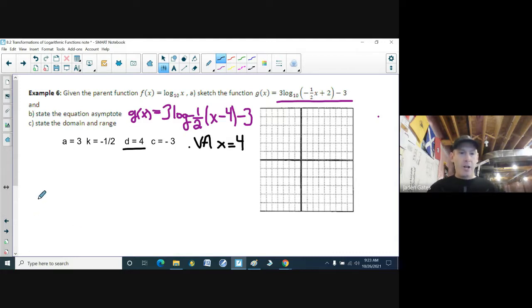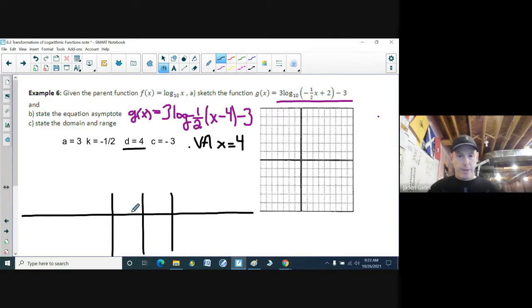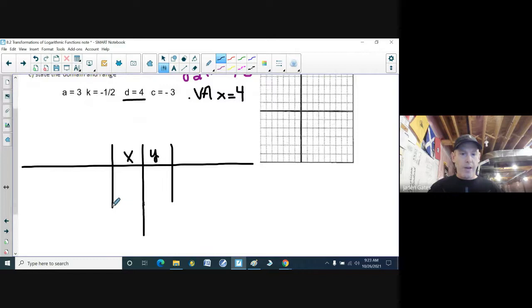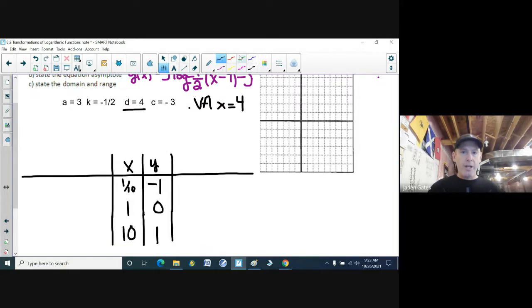So again, I've just got rid of the asymptote aspect of this. Now it's my chart. I've got my x, got my y. Again, we've got our 3 values we're going to work with. We have x is 1/10, which is 0.1, 1, 10. The corresponding y values we get are negative 1, 0, and 1. And again, our equations we're working with: there's our x1 divided by k, plus d.